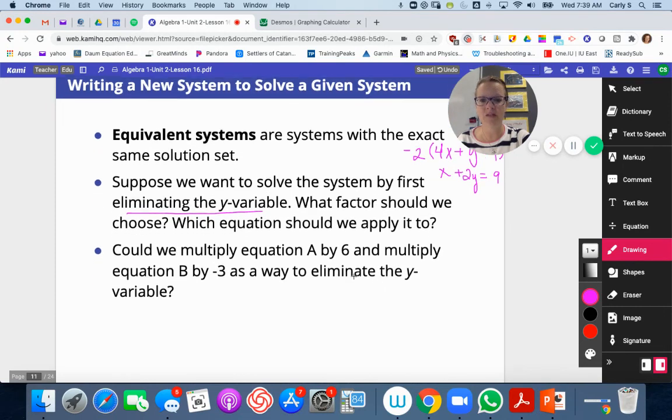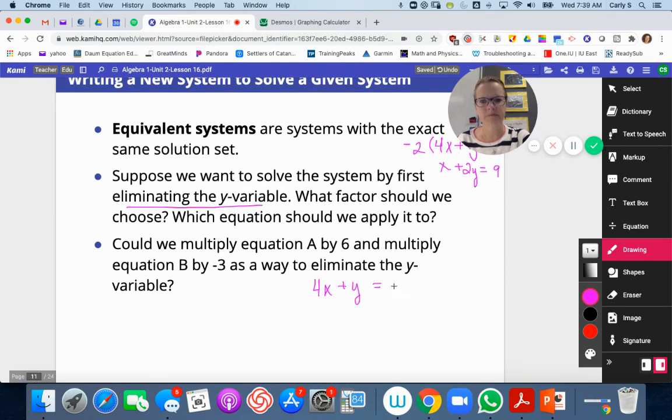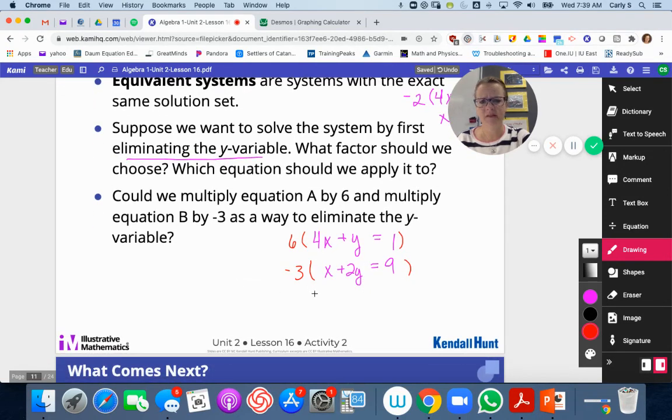I don't know. Let's look at it. Here's equation A and equation B. If we multiply equation A by 6 and equation B by -3, I don't know what that is giving us. Let's do it and see. So equation A would be 6 times 4 is 24x plus 6y equals 6, and equation B would be -3x minus 6y equals -27. Yes, if we add these two equations together, the y terms eliminate, and we could continue on and get the same answer. Okay, that's sort of fun.